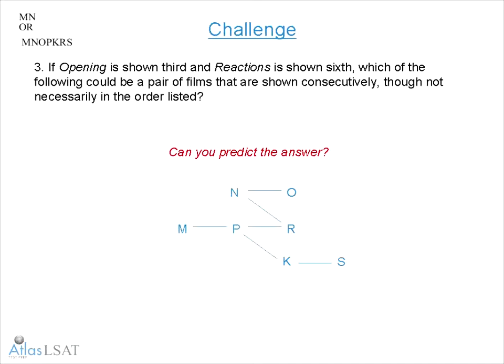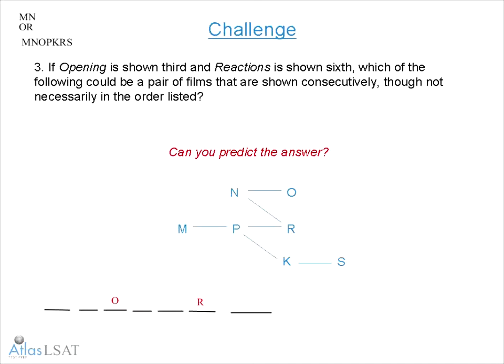I just kind of looked at the diagram and I looked at the fact that opening is third, so O is third. That means that N has to be before it. And we also know that R is at the end, or rather 6, so P and M have to be before it, so I just picked 2 letters.